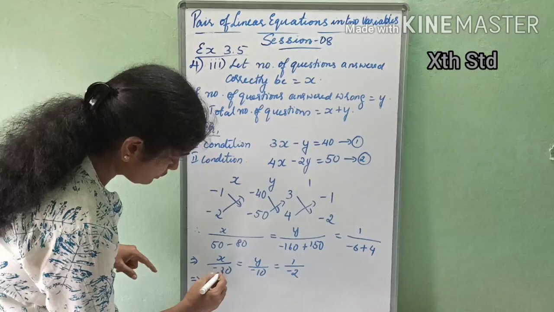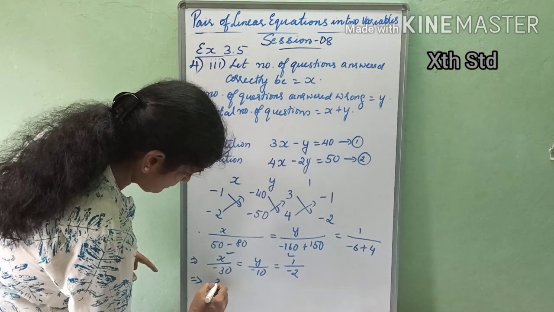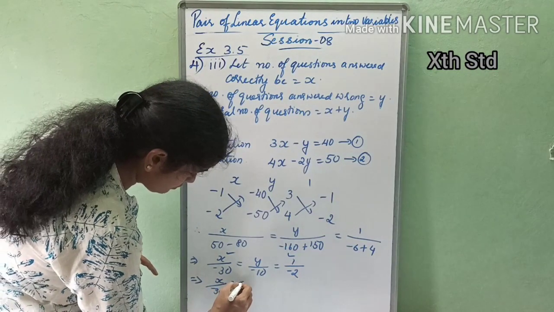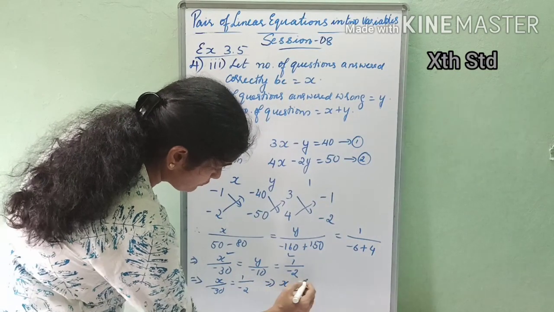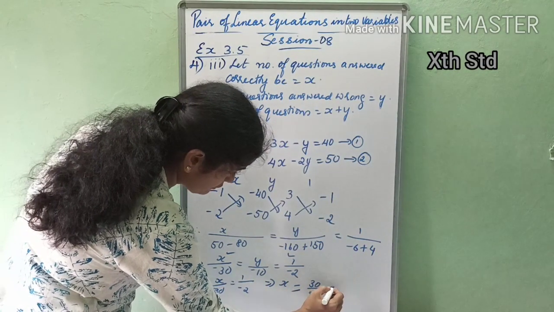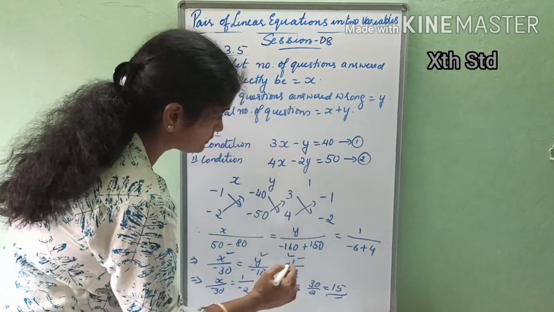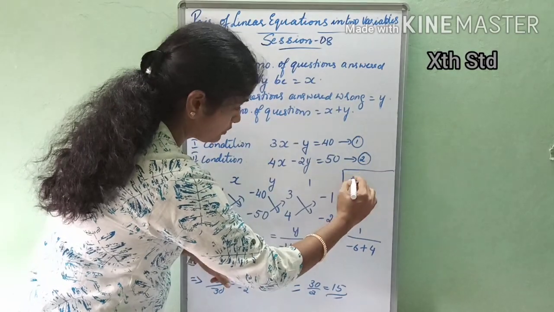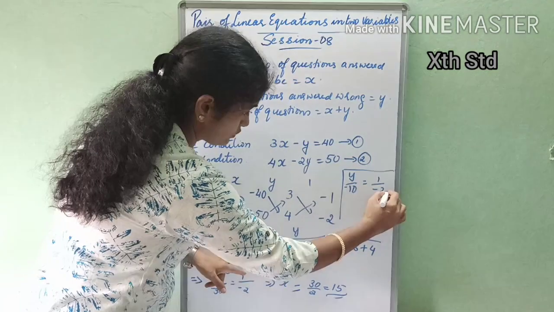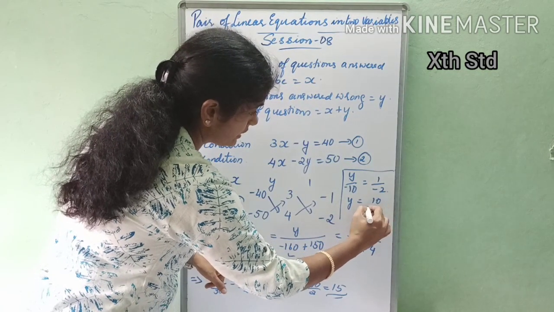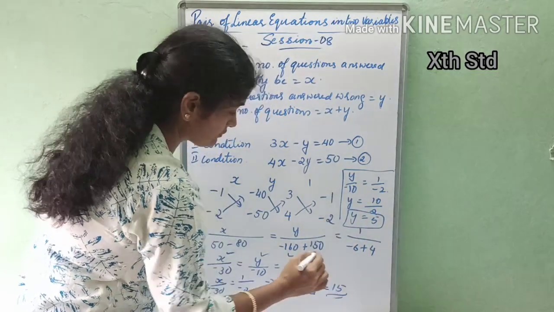This will imply, these two we are going to take up. x by minus 30 equal to 1 by minus 2 implies x is equal to 30 by 2, that is 15. x is 15. Then we will take up these two. y by minus 10 is equal to 1 by minus 2. Therefore, y is equal to 10 by 2, that is y is 5. y is 5, x is 15.